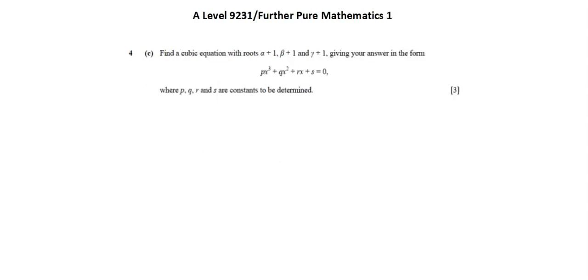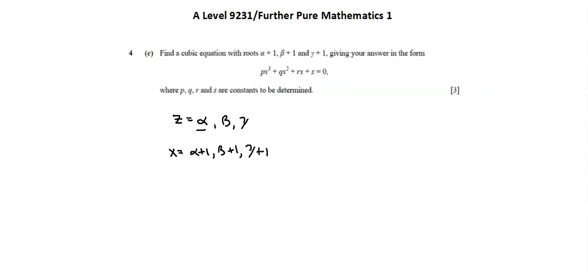Find a cubic equation with roots alpha plus 1, beta plus 1, and gamma plus 1, giving your answer in the form px cubed plus qx squared plus rx plus s equals 0, where p, q, r, and s are constants to be determined. Recall that our z roots are alpha, beta, and gamma, and now our x roots are alpha plus 1, beta plus 1, and gamma plus 1.